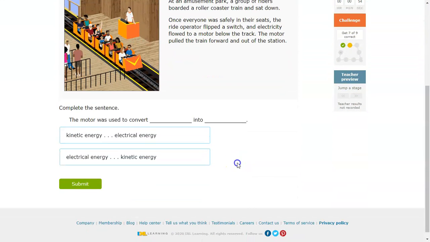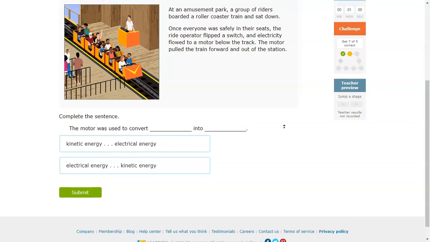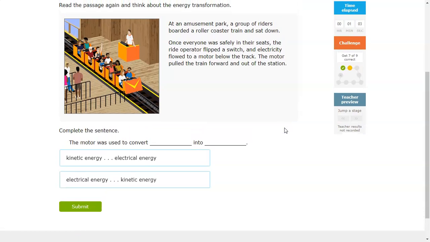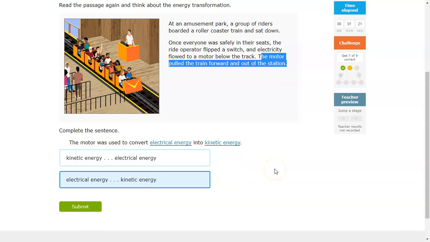Okay, moving on to the next question. The motor was used to convert blank into blank. So it's either kinetic energy to electrical energy or electrical energy to kinetic energy. What was the final result? The motor pulled the train forward. If you're moving from one place to another, that would be considered kinetic energy. So in this instance, I'd say electrical energy was converted into kinetic energy. It made the cart, the train, move.